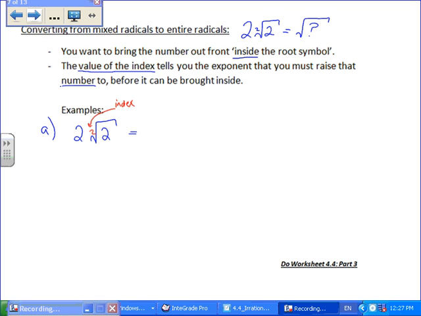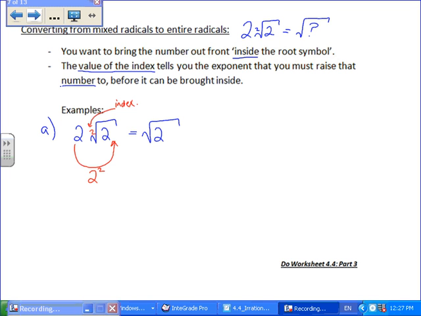Okay. Before I can put this number 2 inside here, I have to raise it to this index, or that exponent of 2. So before I bring it inside the root symbol, I'm going to have to square it. So what I get is this. Square root of 2, which was my original number inside the root symbol.